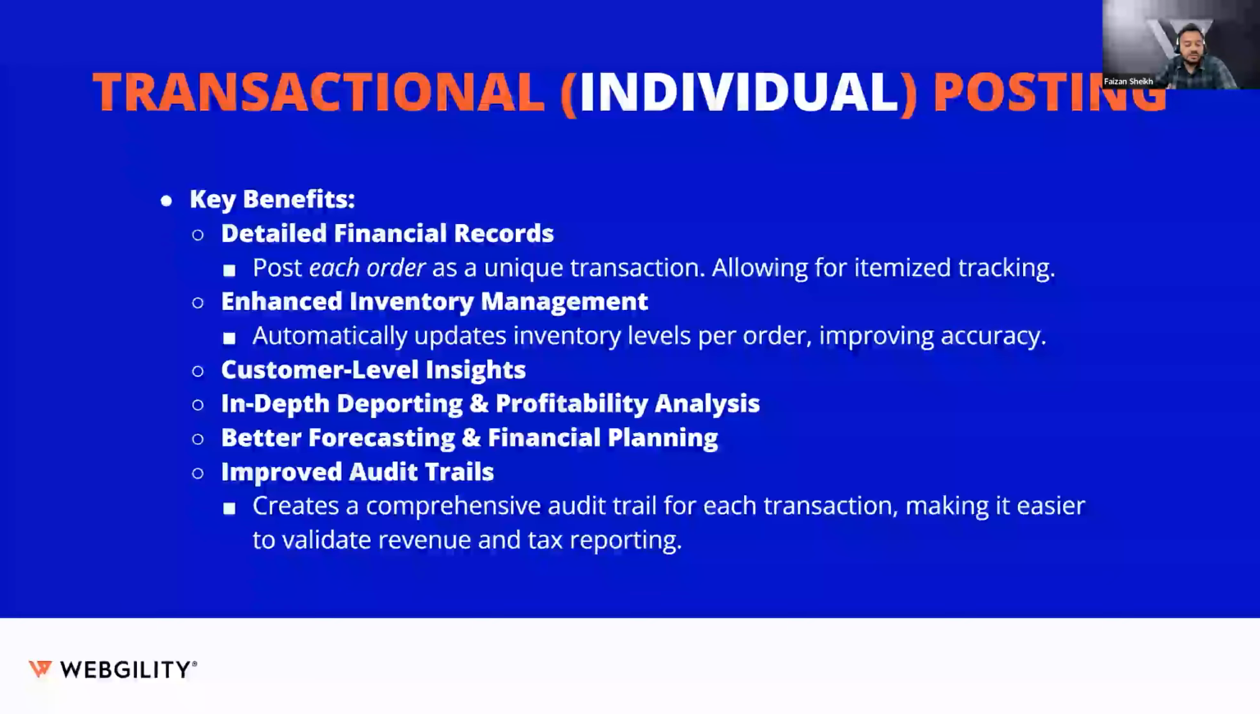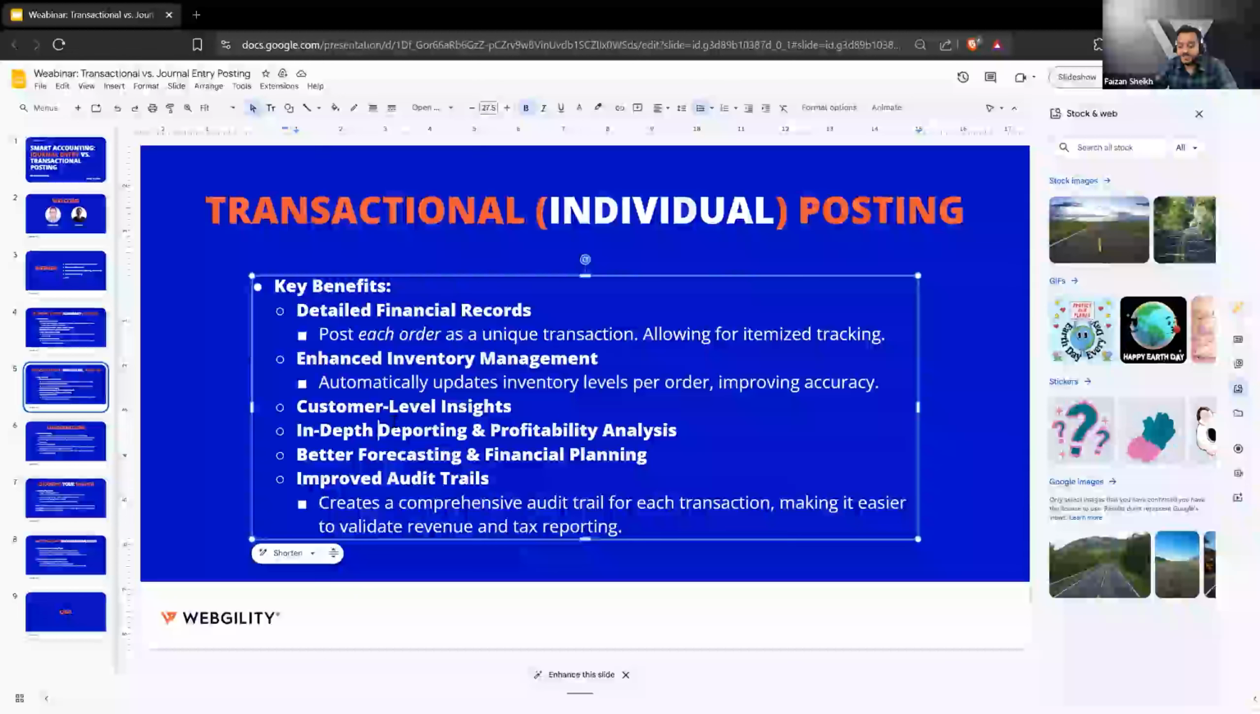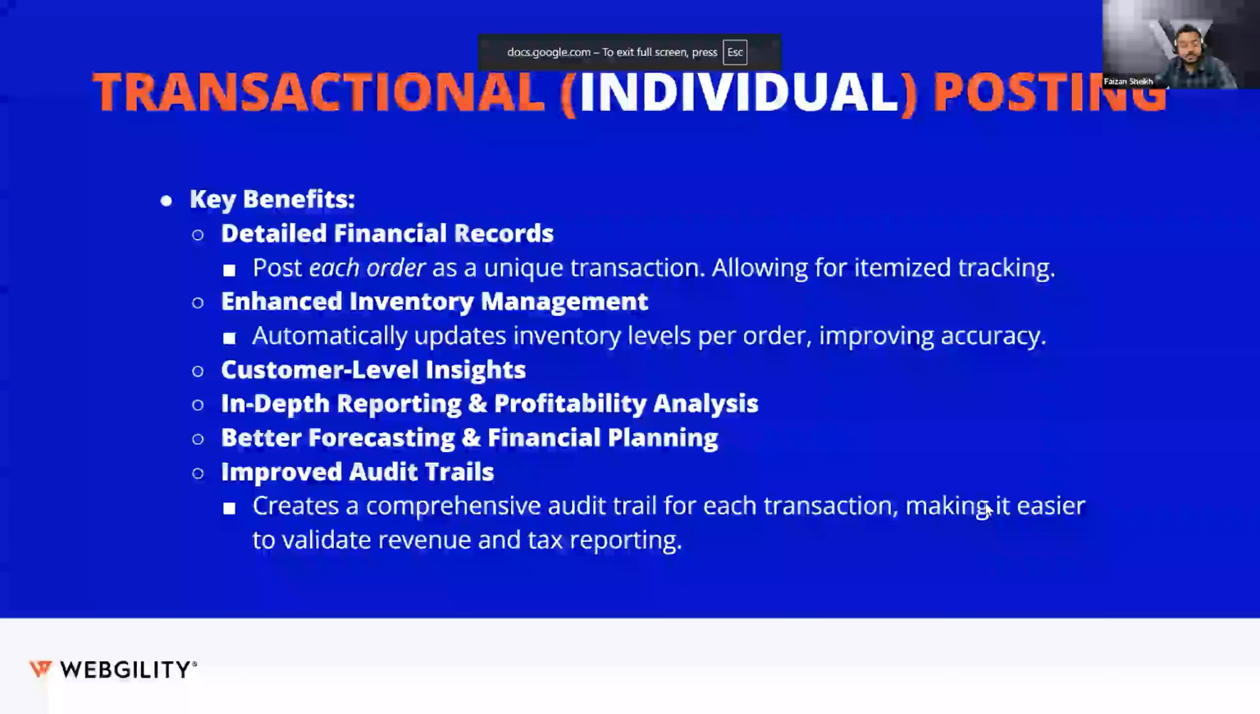Secondly, you can use those customer details when you're doing remarketing. Next is in-depth reporting and profitability analysis. As I said, Webgility will help you record every order individually. You can define a specific chart of account for the item related to inventory asset, cost of goods sold, sales of product income. Discounts we can record as a line item. Taxes will go to the sales tax payable or any other chart of accounts that you want.